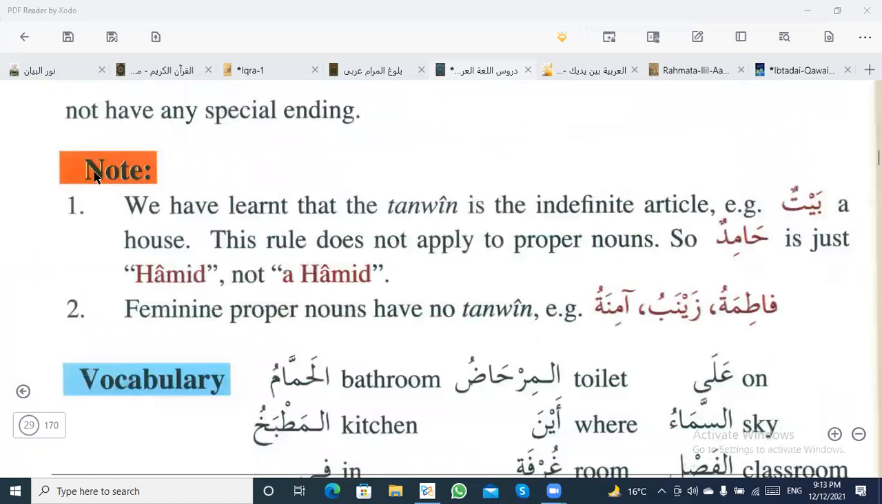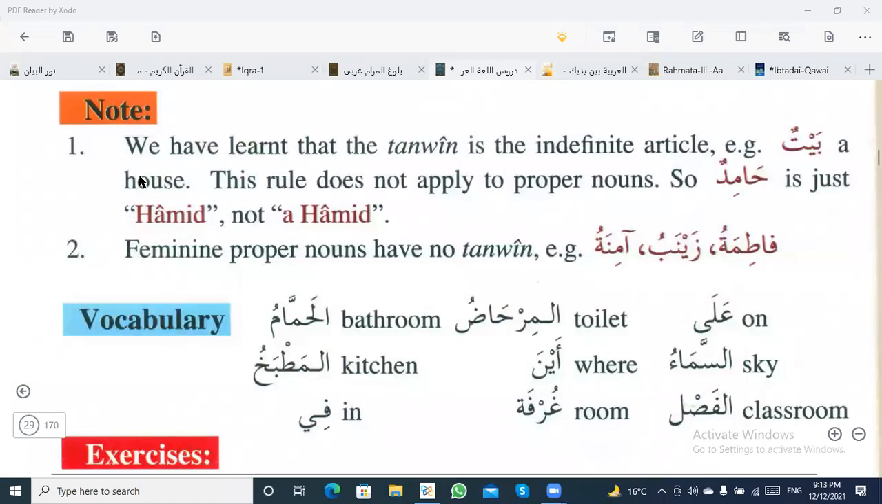Read this note. We have learned that the tanwin is the indefinite article, a house. But this rule does not apply to proper nouns. So Hamid is just Hamid, not a Hamid. Feminine proper nouns have no tanween. Aminatu, no. Feminine proper nouns have no tanween. Okay. Amina.